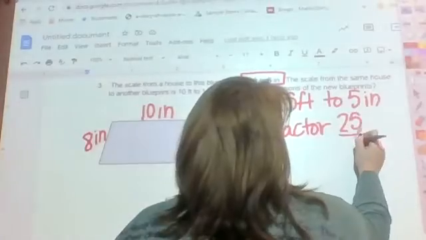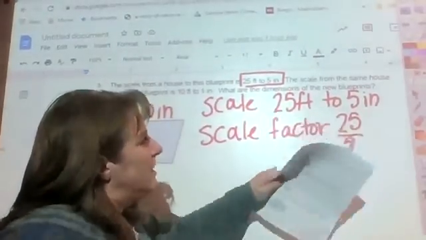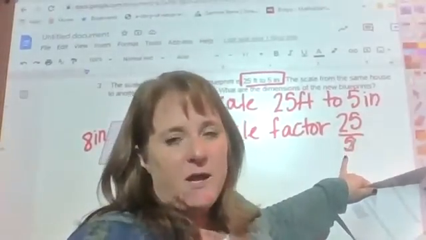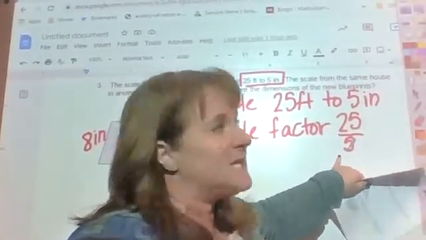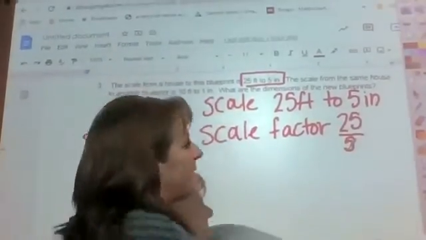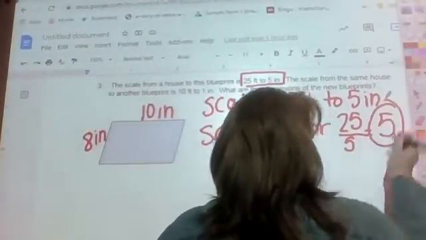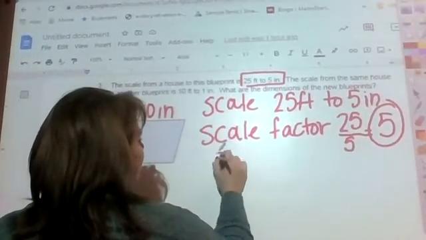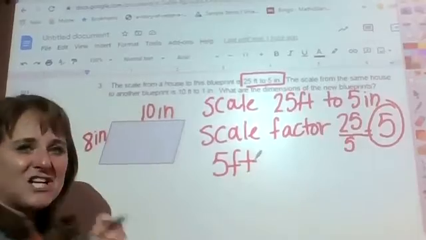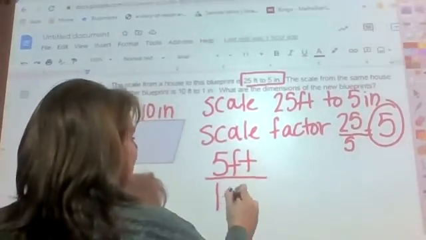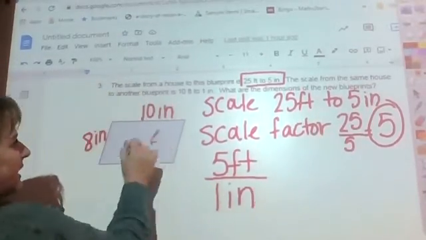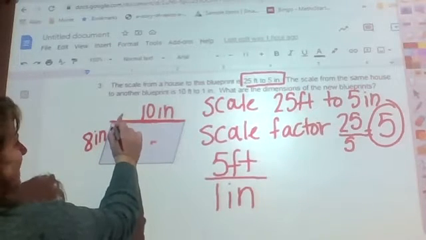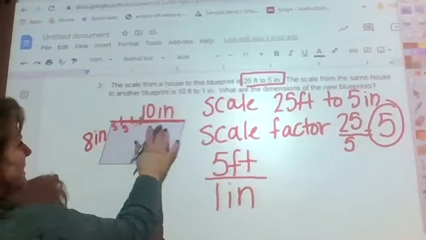it's 25/5, right? Because remember, this is one way to write a ratio, but this is another way to write a ratio. And I want you to write the scale factors as fractions. So what's 25 divided by 5? 5. So what's your scale factor? 5. So what that means is that for every 1 inch on this drawing, it's 5 feet on the actual house. So if you think about it, this is 10 inches. So 1 inch, that's 5 feet. Another inch, that's 5 feet, and so on and so on.